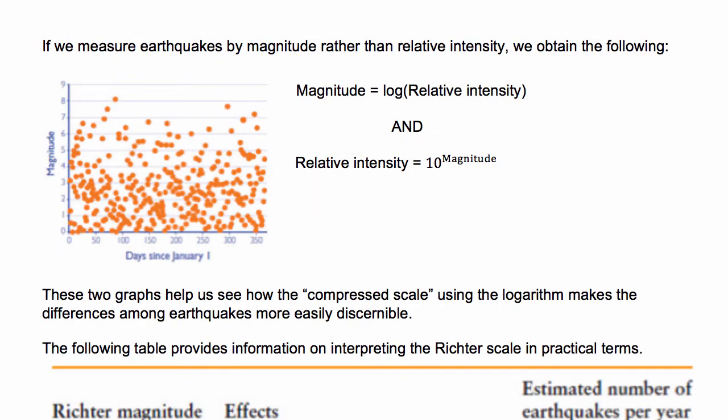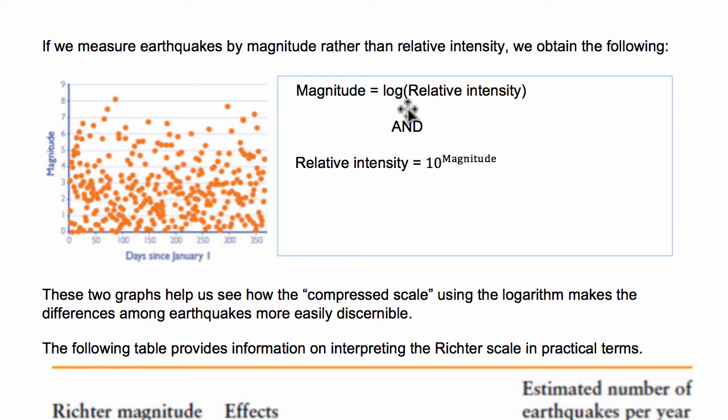If we measure earthquakes by magnitude rather than relative intensity, we obtain the following graph. Notice we could see many more earthquakes than we could see in the previous graph. These two graphs help us see how the compressed scale using the logarithm makes the difference among earthquakes more easily discernible. To convert to magnitude, we find the log of the relative intensity.